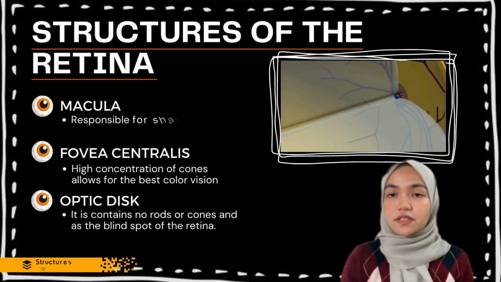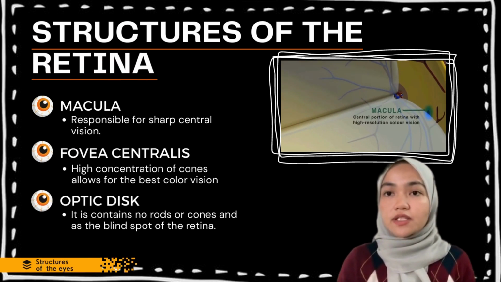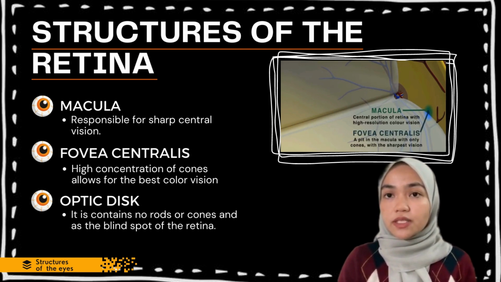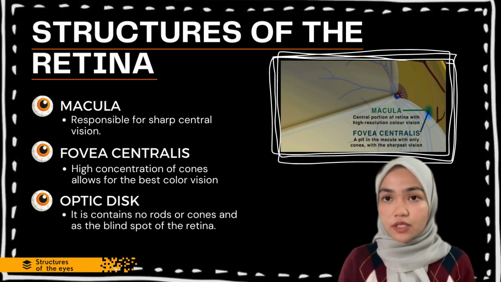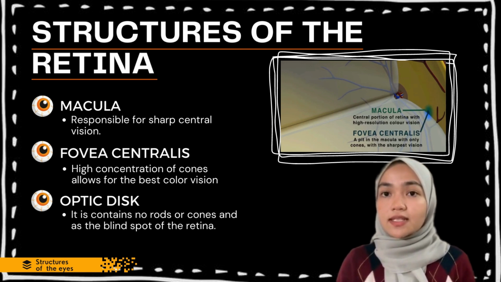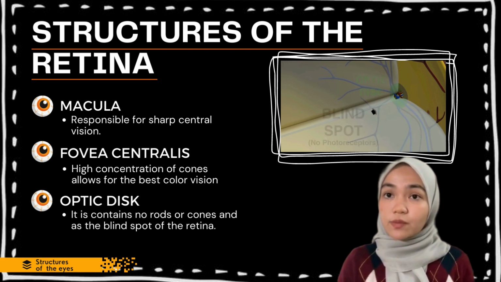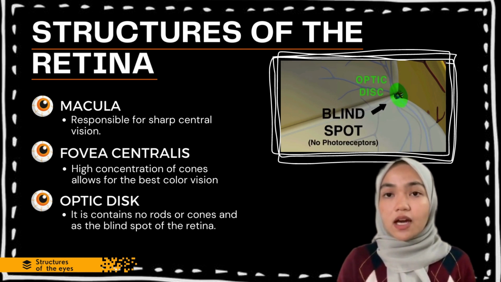The center of the retina is marked by an area known as the macula, also known as the macula lutea. The term macula means a small spot. It is yellowish in color, highly pigmented, and responsible for sharp central vision. The macula contains a depression called the fovea centralis, which has a high concentration of cones, which are the light-sensitive receptor cells which function best in brightly lit conditions and are responsible for high acuity color vision.